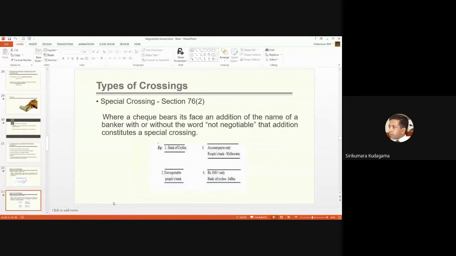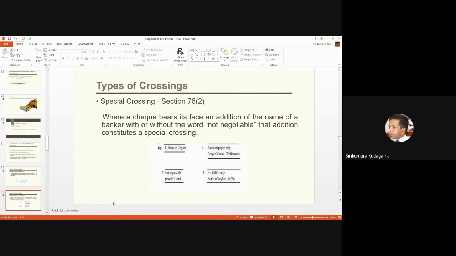Compared to that, you get a special crossing defined in section 76(2), which says that where a check bears on its face an addition of the name of a banker, with or without the words not negotiable, that addition constitutes a special crossing. There are examples given. Bank of Ceylon. It is the name of a bank given on the face of a check leaf in between two transverse lines, which means it is a special crossing. The name of a bank is given.